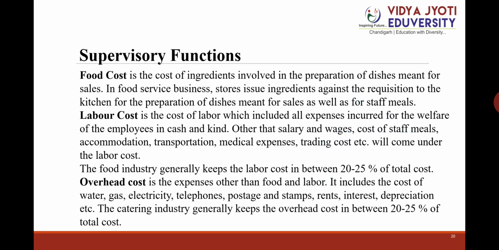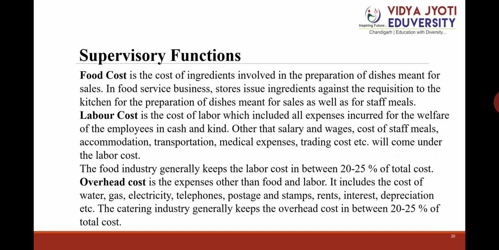Food cost is the cost of ingredients involved in the preparation of dishes meant for sales. In a food service business, stores issue ingredients against the requisition to the kitchen for the preparation of dishes meant for sales as well as for staff meals.